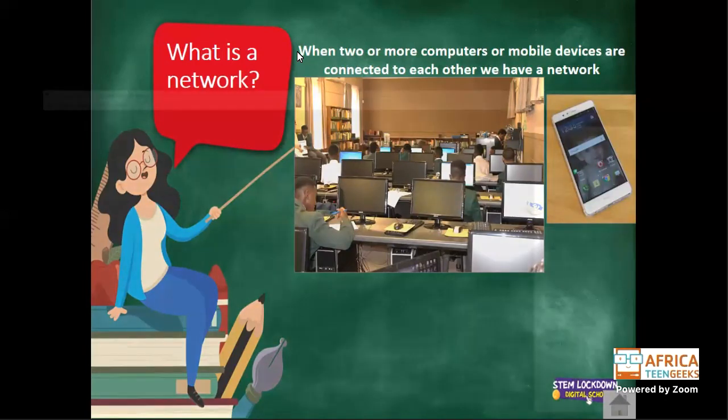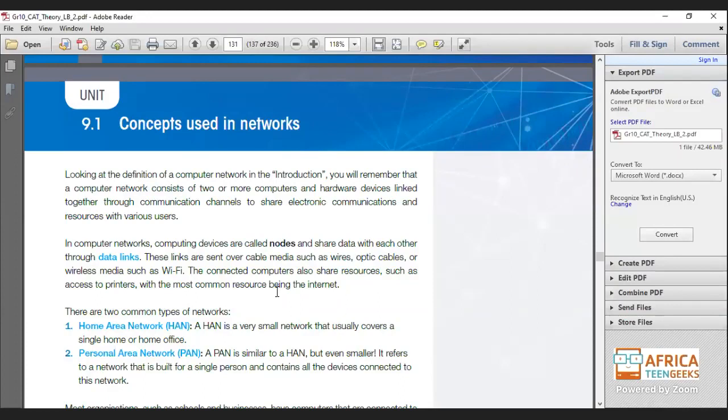On this book that I've shared, I believe everyone has got this book so far, because last week, remember guys, I shared two books, the practical book and the theory book that comes from the MTN. Looking at the definition of a computer network in the introduction, you'll remember that a computer network consists of two or more computers, hardware devices linked together through what? Communication media, the channel. That's what I'm talking about. To share what? Electronic communication and resources. So what is the purpose of the network?